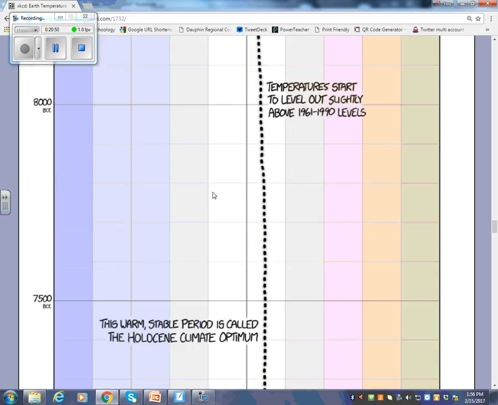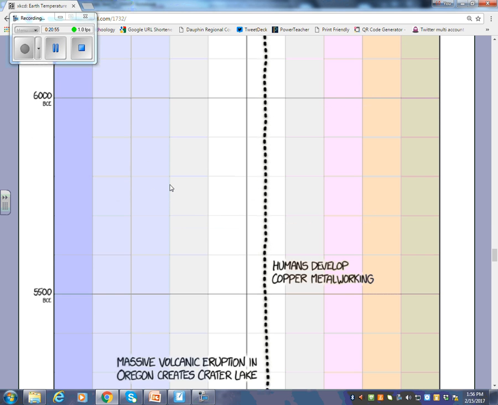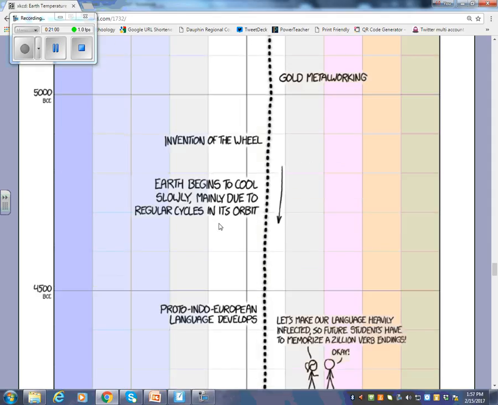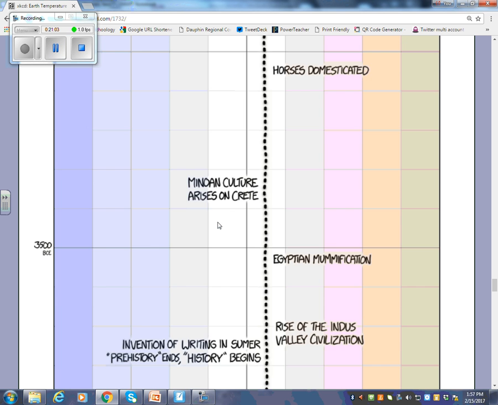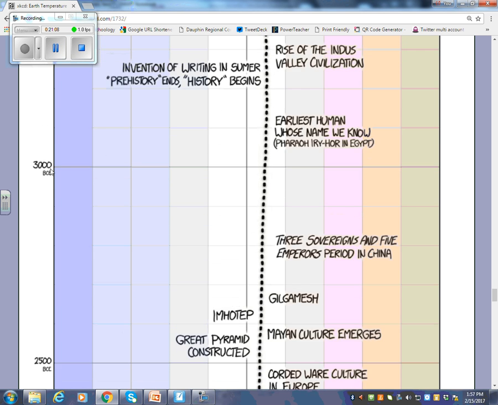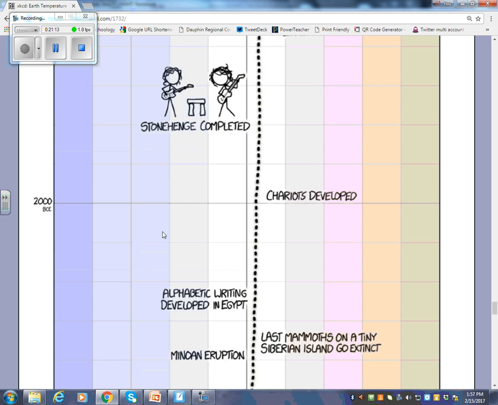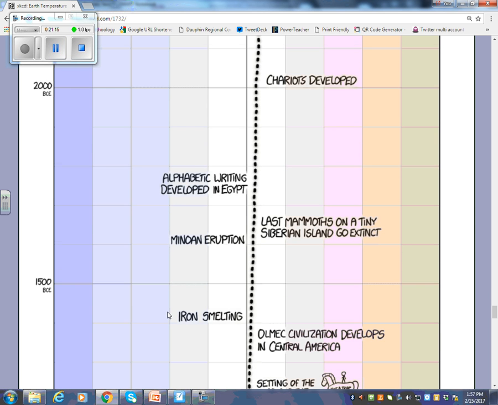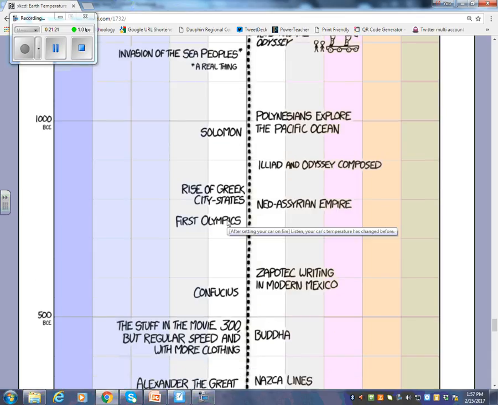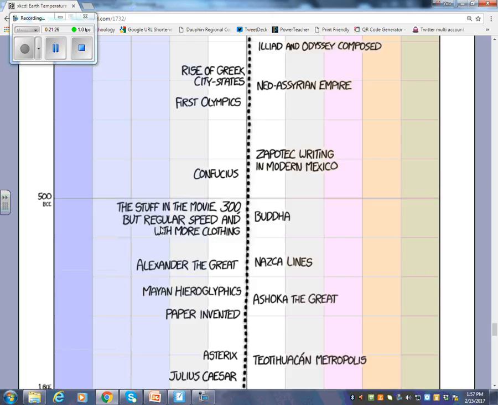8,000 BC, things are warmer. 7,000 BC, 6,000 BC, the wheel is invented. Year after year after year, the pyramids are constructed. 3,000 BC, we're still above. Stonehenge built, not electric guitars though. Now we're back down to the average here. We're still before the first Olympics, Greek states, Confucius, the stuff in the movie 300, but regular speed and with more clothing.